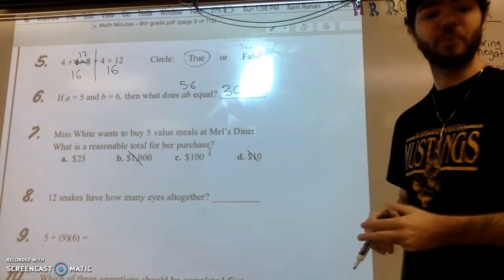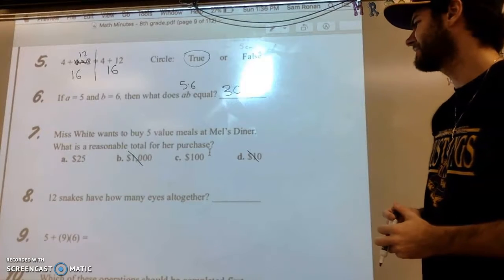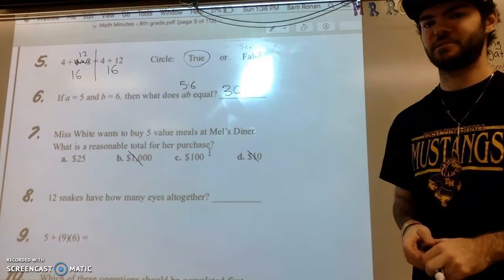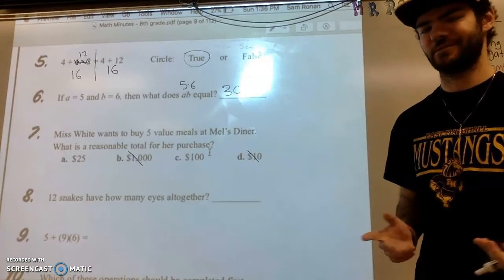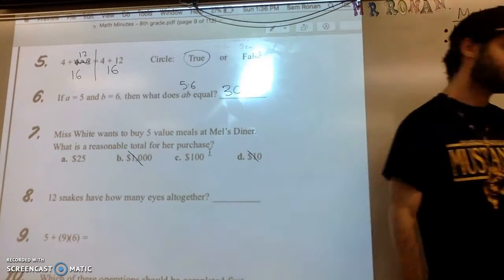I'd probably lean towards 25. When I think of value meal, I think we're getting a good deal. Okay, but if this is a really nice place, could be 100. I understand that, but I'd lean towards $25 for this one. Okay.